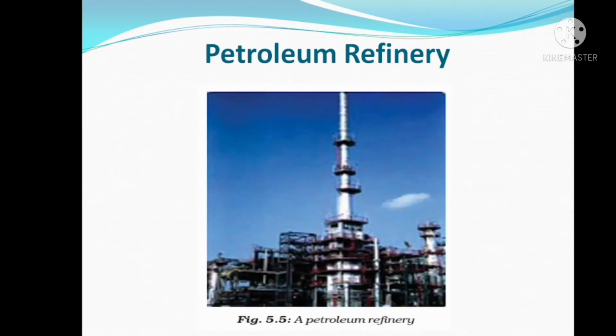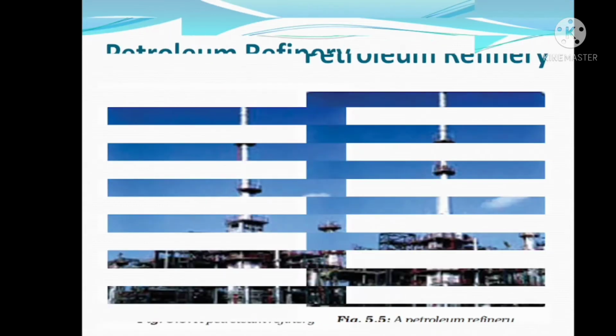Here, this is one example, and you can see the factory over here. There is one here in Gujarat also. Even in different areas of the country you can find petroleum refineries. Some of the famous ones are the Adani Petroleum Refinery and the Reliance Petroleum Refinery.